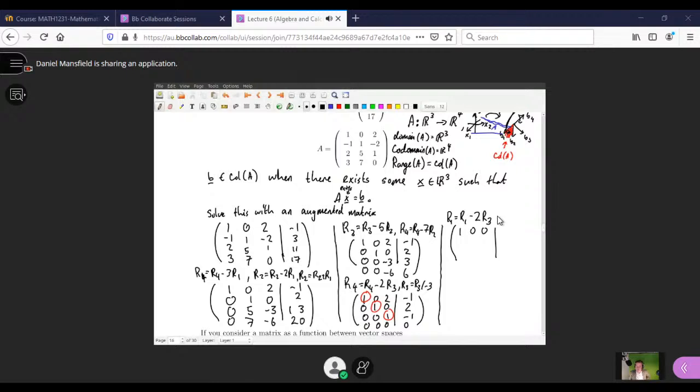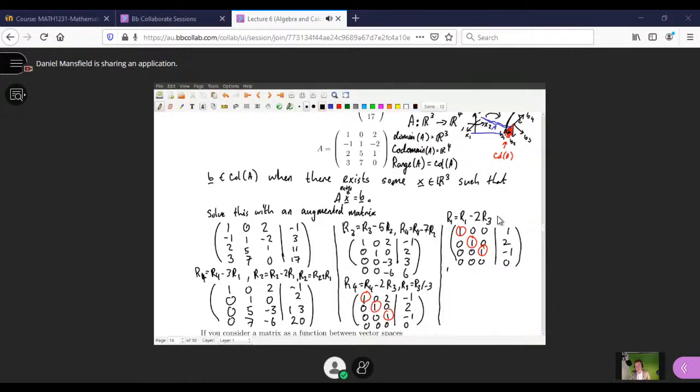Row 1 is row 1 minus 2 row 3: 1, 0, 2, 1, 0, 0, 0. All the vitamins and minerals of a reduced row echelon form. So that's 2, but negative 1 plus 2 equals 1. Leading term, leading term, leading term. This is reduced row echelon form.